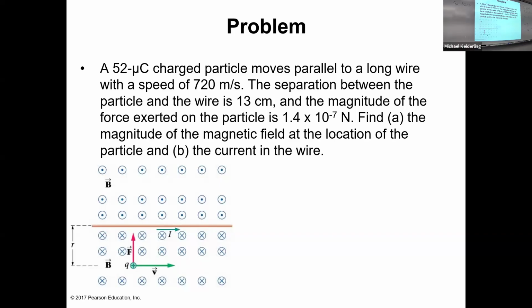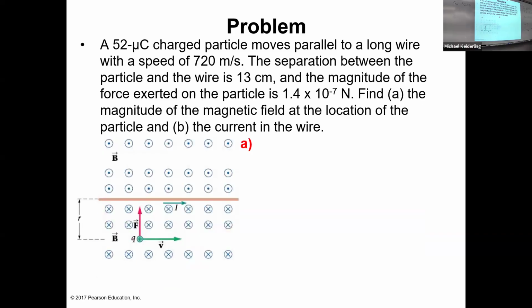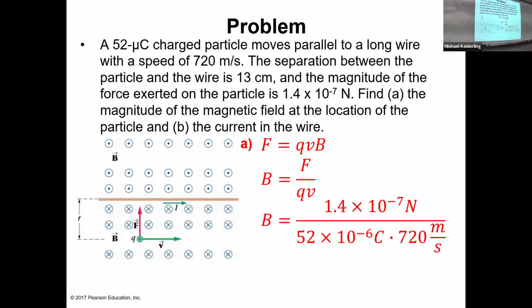So let's start by finding the magnitude of the magnetic field. The force is the charge times the velocity times the magnetic field. So the magnetic field is the force divided by the charge times the velocity. So 1.4 times 10 to the minus 7 newtons divided by 52 times 10 to the minus 6 coulombs, that's 52 microcoulombs, times 720 meters per second, is 3.7 times 10 to the minus 6 Tesla. So the magnetic field at this point is 3.7 times 10 to the minus 6 Tesla into the board.